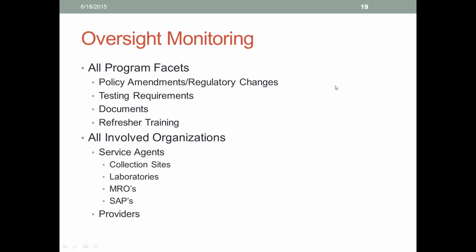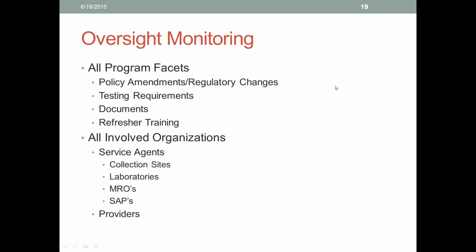You're also responsible for oversight of all of the service agents. You as a recipient need to understand what happens at the collection sites. How are they conducting the tests? How are they conducting collections? How are the laboratories conducting the tests? Are all of these folks properly credentialed through the federal DOT? Are their credentials up to date? All of that stuff.